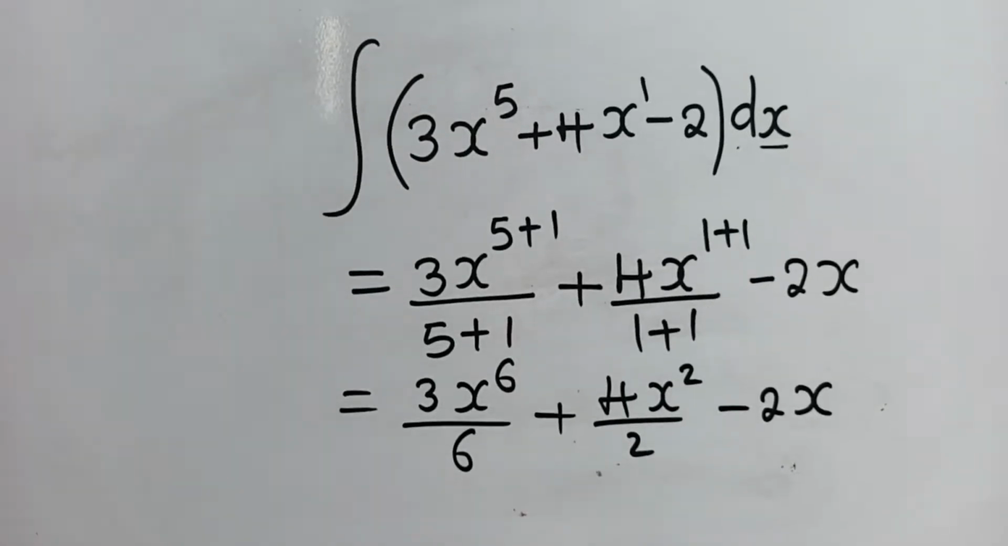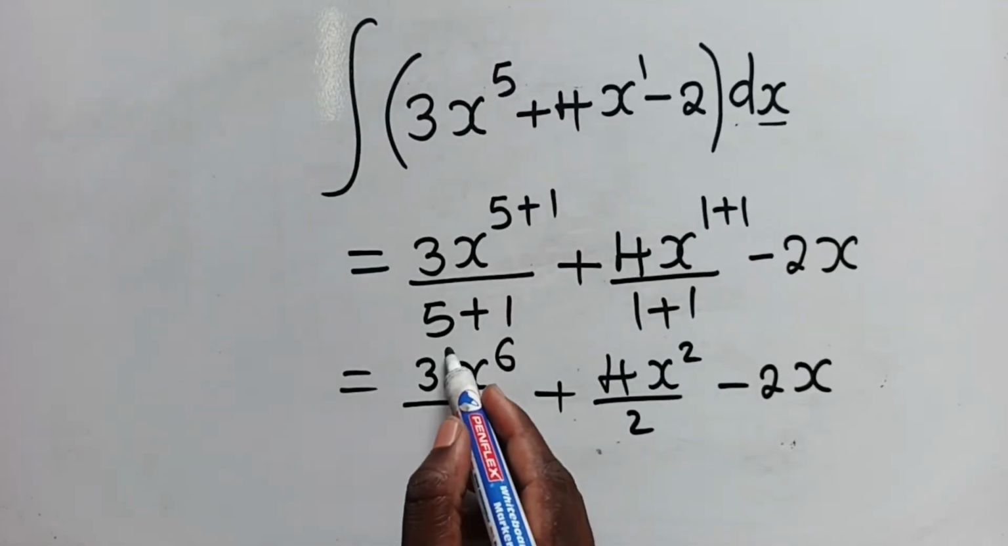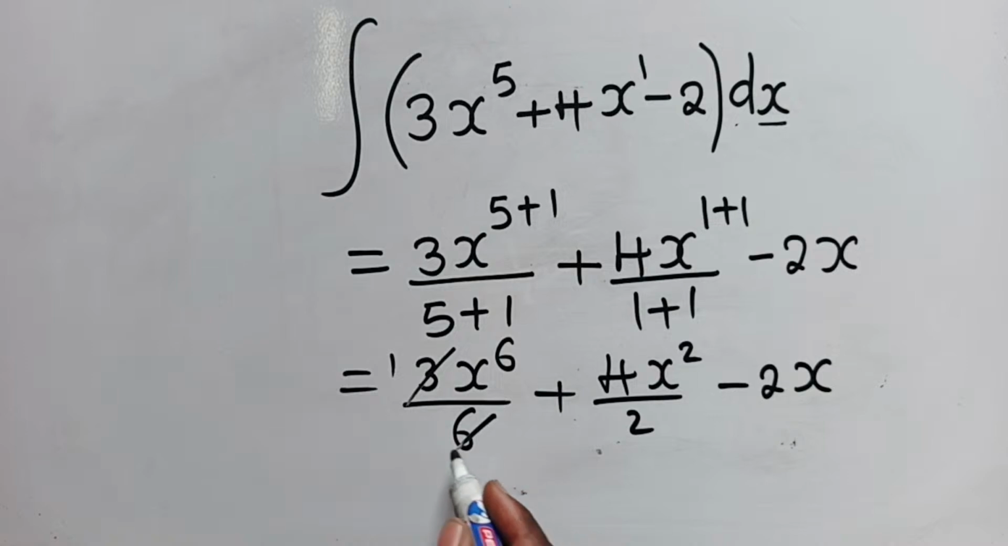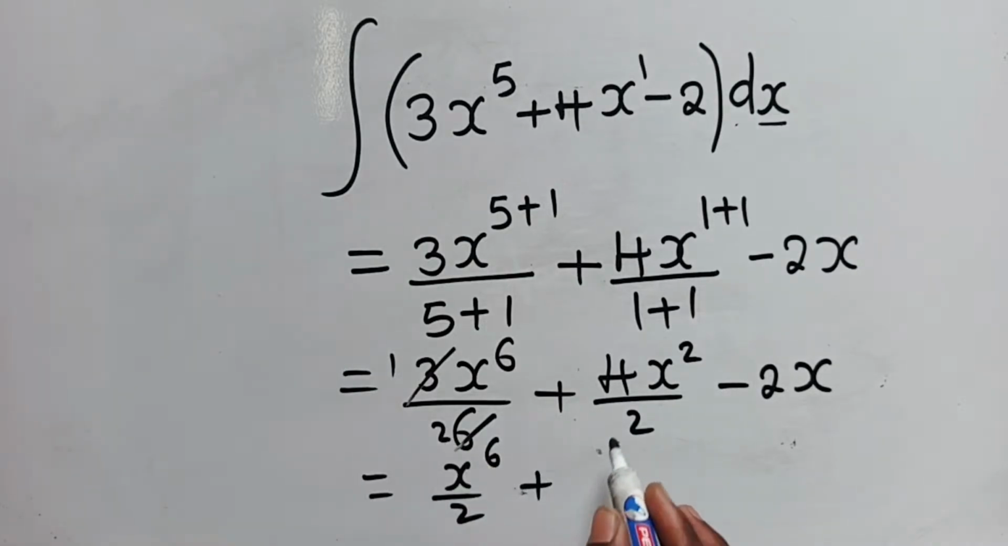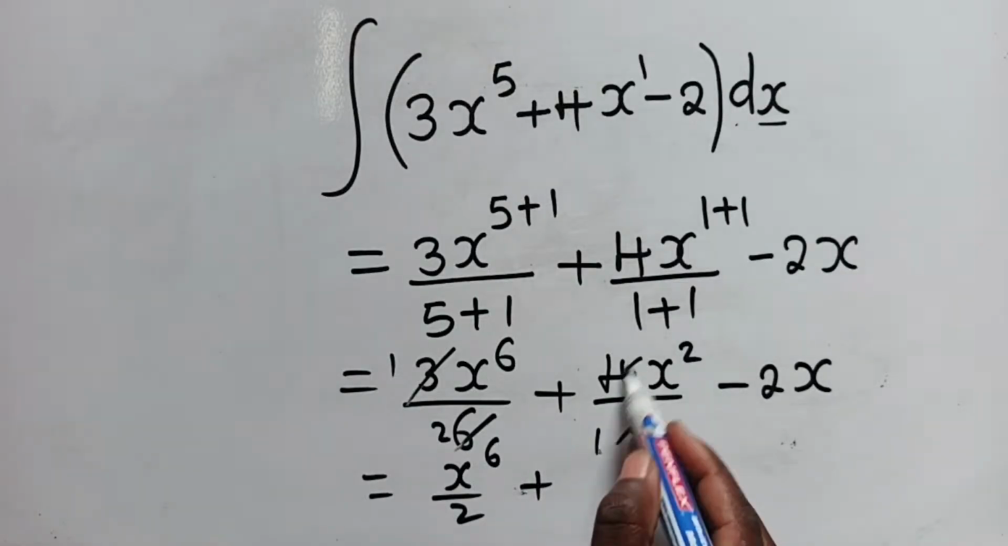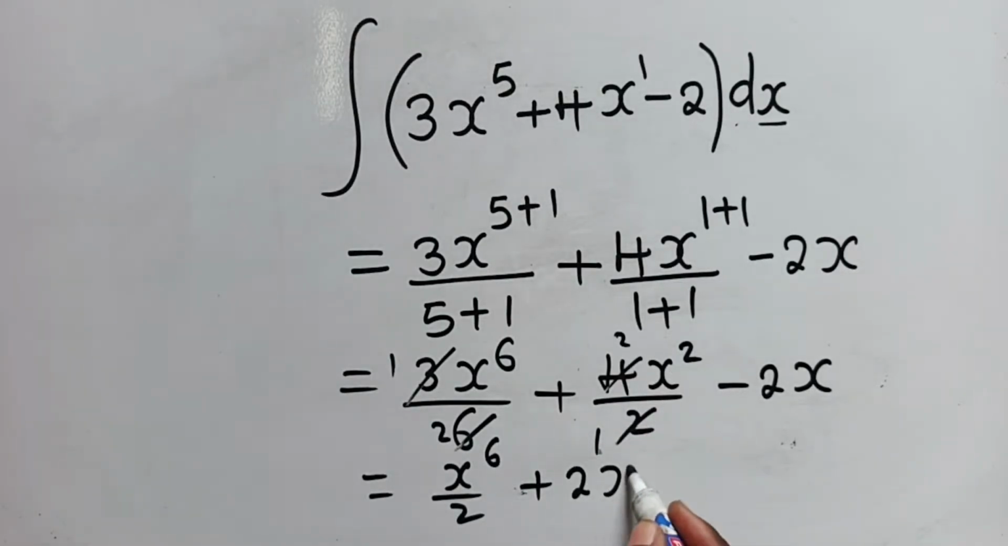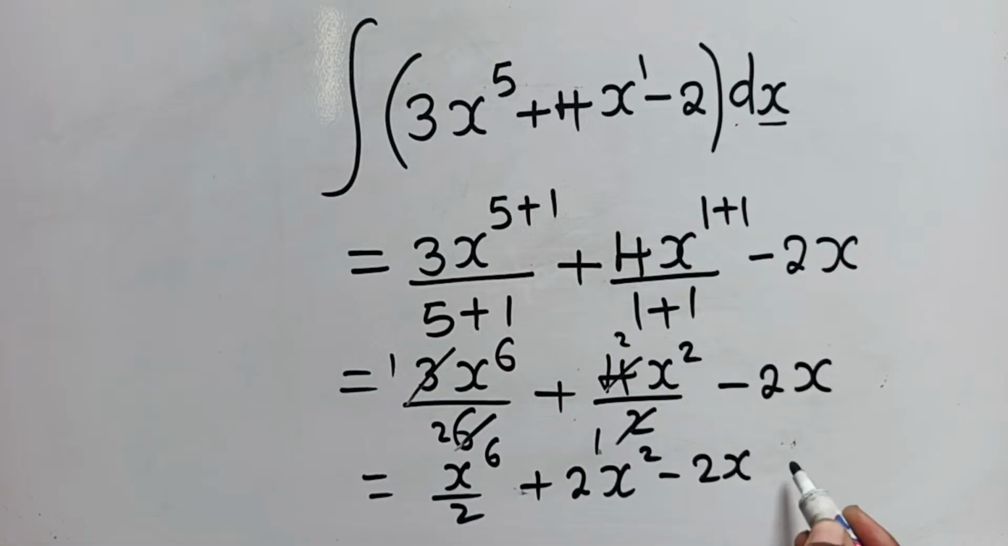So if you're able to see nicely, we can simplify here. 3 into 3, 1. Into 6, it's a 2. So this will be x power 6 over 2. This 2 right here, plus here 2 into 2, it's a 1, into 4, it's a 2. So we shall have 2x power 2 minus 2x, plus a c, which is a constant.